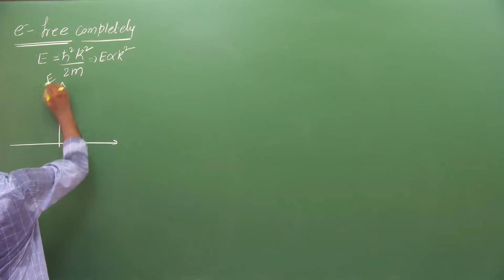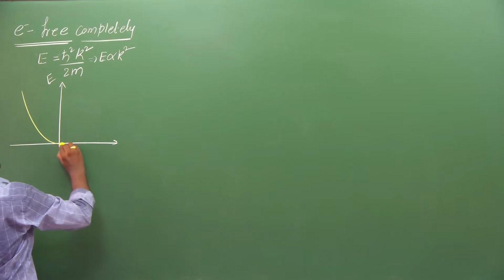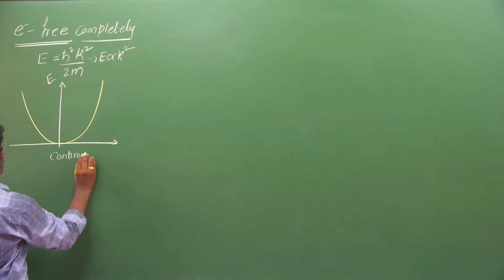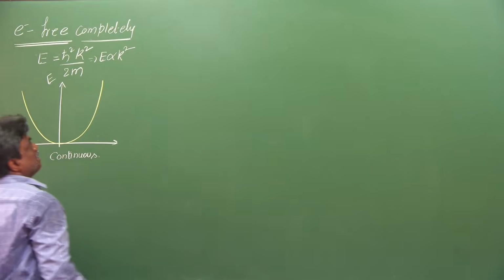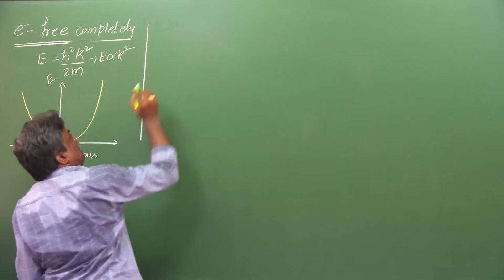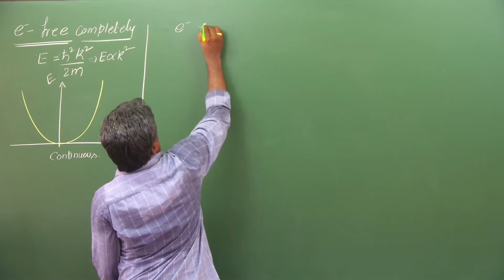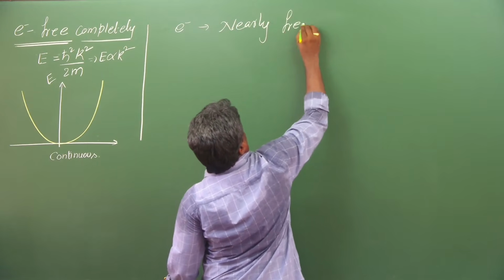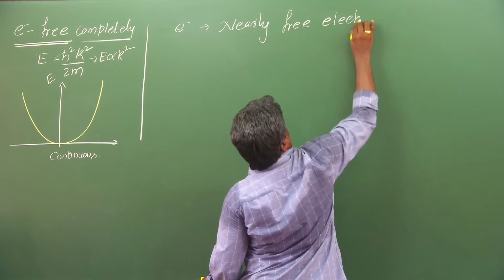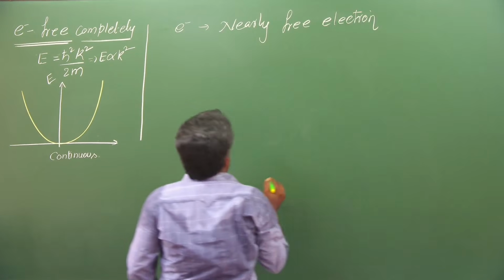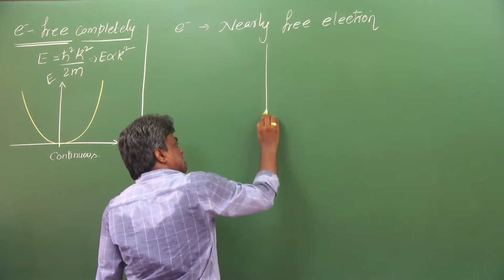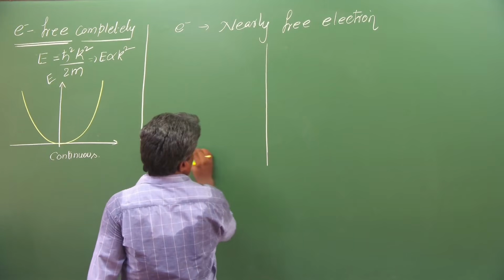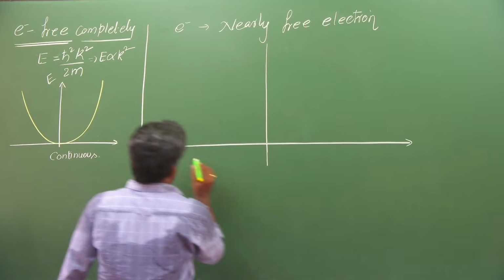This is E, and what kind of spectrum is it? Continuous. Wait. Now what we have taken today is the electron as a nearly free electron. Nearly a free electron, this is what we have assumed. Say yes or no? And finally what happened? This is my reciprocal space. Everyone please observe.